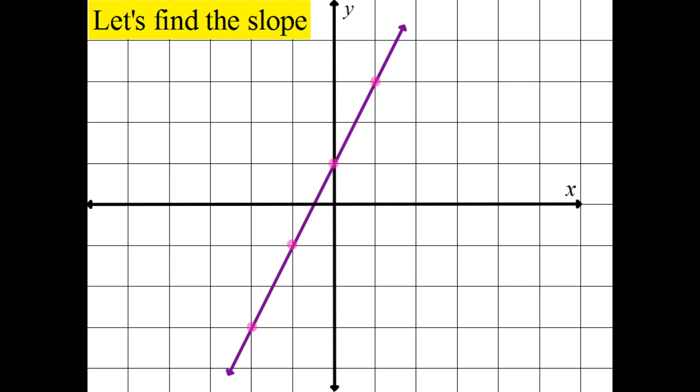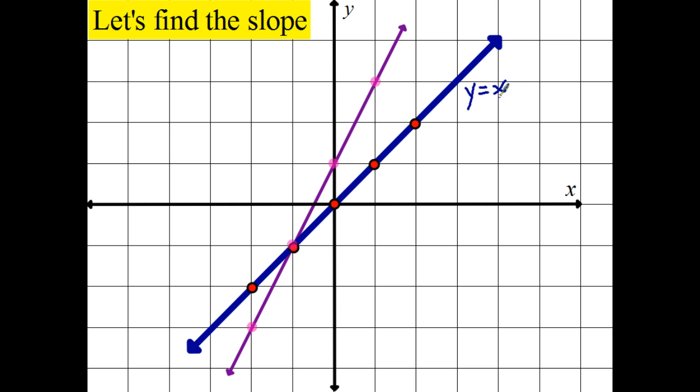Well, here's the parent. This is the parent line, okay? And what this one does is this is when y is equal to x. So the blue one here, we'll call this the parent one. This is where y is equal to x, okay?